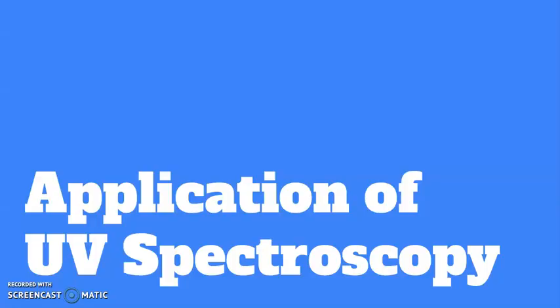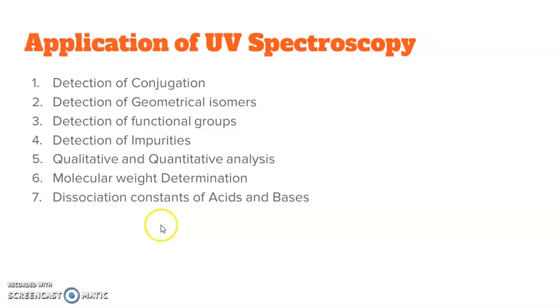Coming to the applications of UV spectroscopy. UV spectroscopy has the following applications. I'm not going into much detail of this, as we have discussed the entire UV spectroscopy in a lot of detail. In order to detect the conjugation, whether it is a diene or triene, I would like to recollect the Woodward-Fieser rule. So in order to detect the conjugation, we can use UV spectroscopy. Geometrical isomers, trans and cis isomers. The trans isomers have the higher absorption values compared to the cis. So we can differentiate these two isomers.